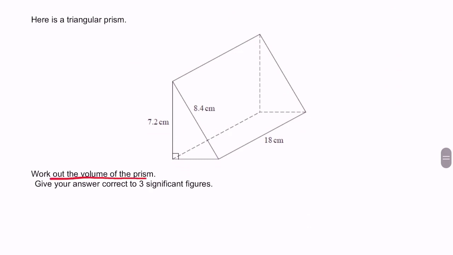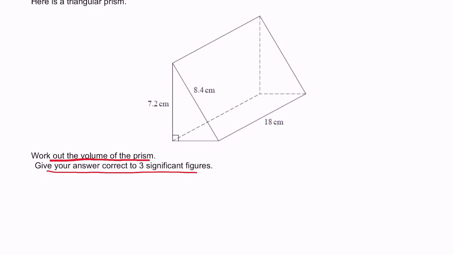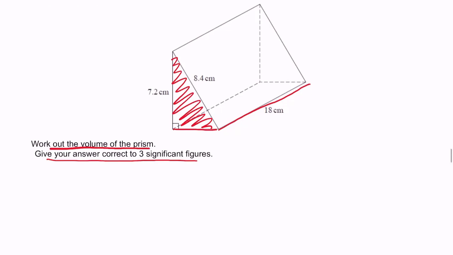Here's a triangular prism. Work out the volume of the prism, give your answer to 3 significant figures. You need to work out the area of the cross section, which is a triangle, and then multiply by the length, 18 centimeters. The problem is we don't have the base. You need to work out the base, so you need to use Pythagoras' theorem.